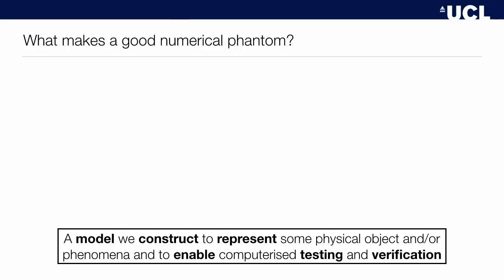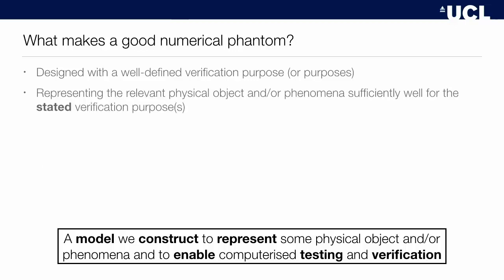So what makes a good one? That's the next question, to meet the criteria defined at the bottom. Going backward, it should be designed with a well-defined verification purpose, or perhaps purposes, in mind. That's important, so we know what we want to use it for. To fulfill that purpose, we need to represent the relevant physical object or phenomena sufficiently well for the stated verification purposes. I emphasize we're not here to build a perfect model that perfectly manifests the real world. That's not the goal here.